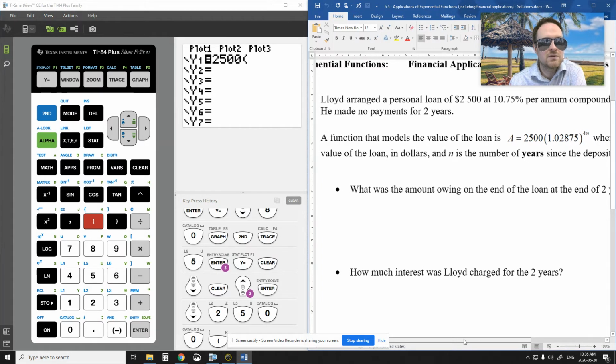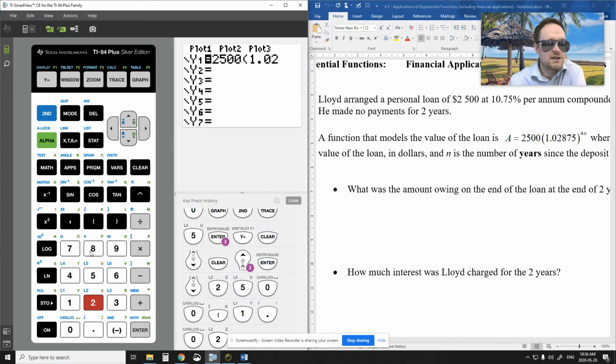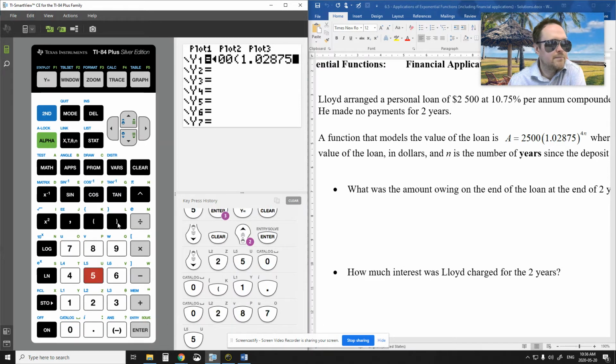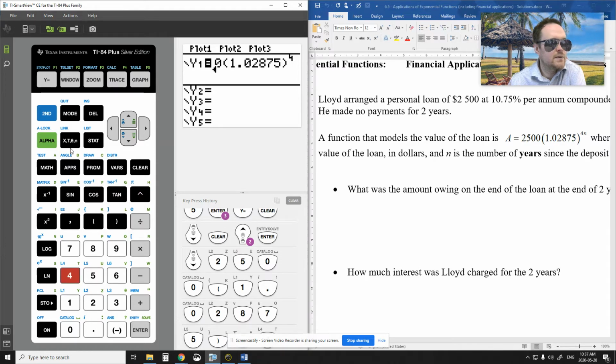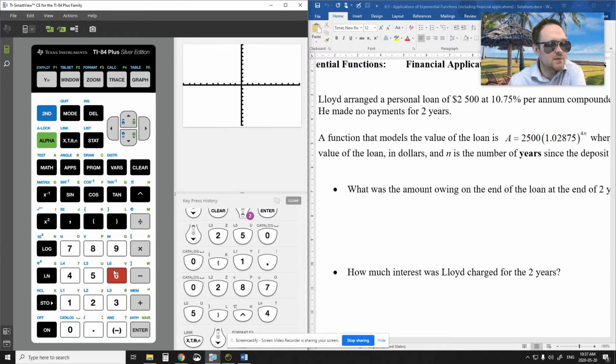And you made no payment for 2 years. Okay. So you just put an amount and then just didn't do anything with it. So let me just type this equation in. There we go. Okay, so now we have this nice equation. It's not going to look very nice in my calculator here. You're not going to see anything actually because of just how big this graph is.